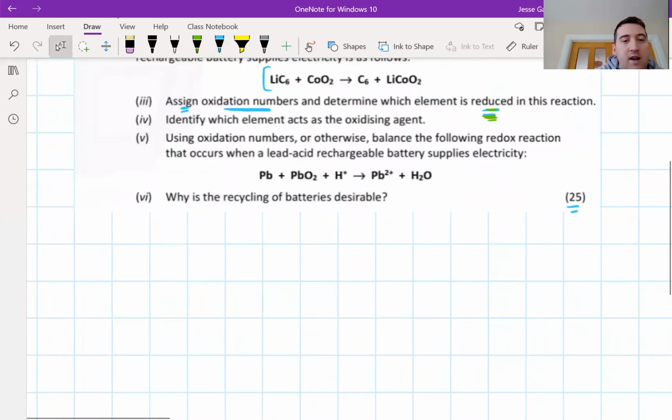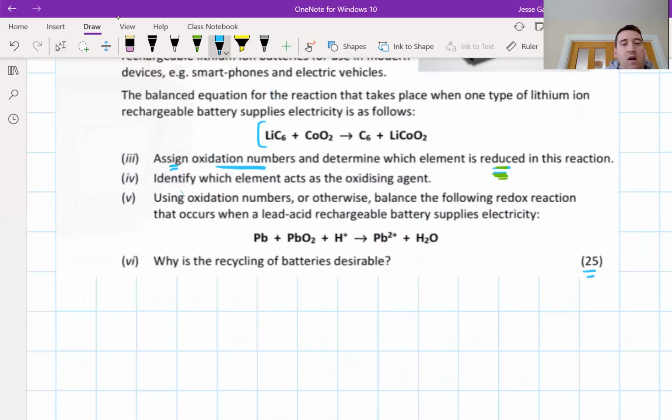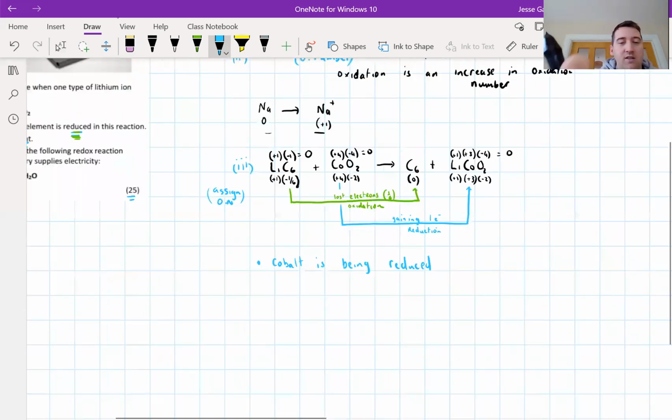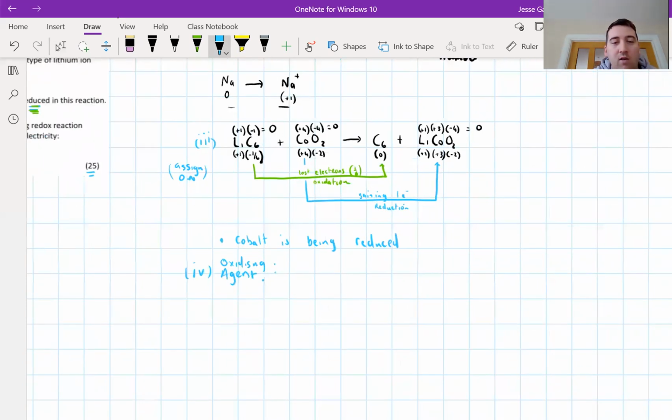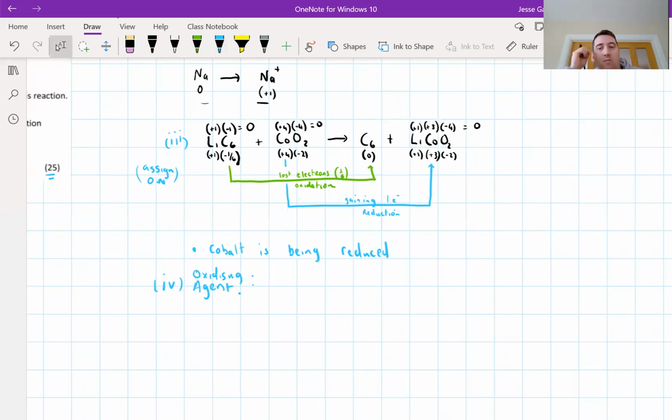All right, let's look at the next question. Identify which element acts as the oxidizing agent. So you must know what happens to the oxidizing agent itself. So this is part 4. And we're asked which substance is the oxidizing agent. Okay, so go ahead, pause your video, examine your balanced equation above and figure out what the oxidizing agent is.